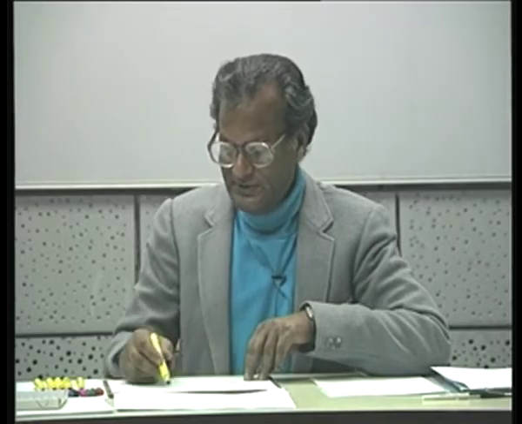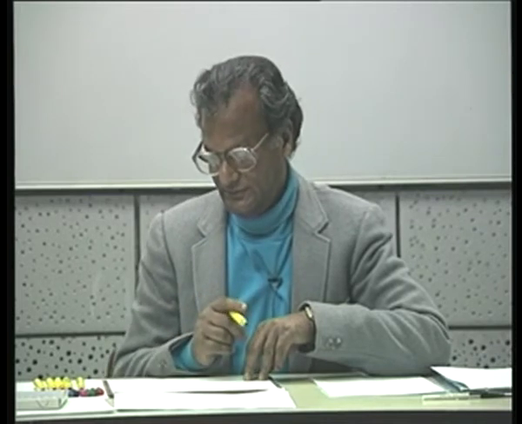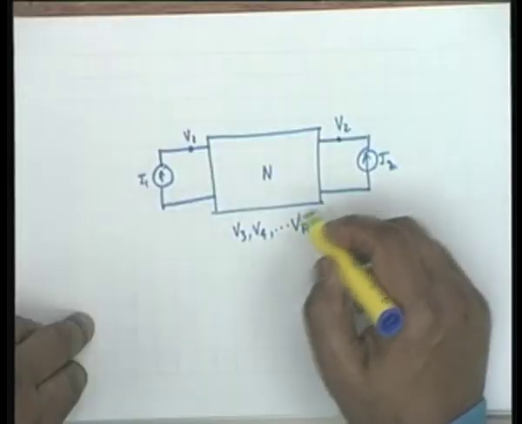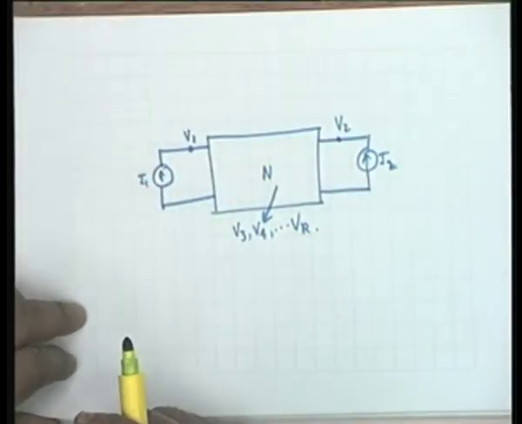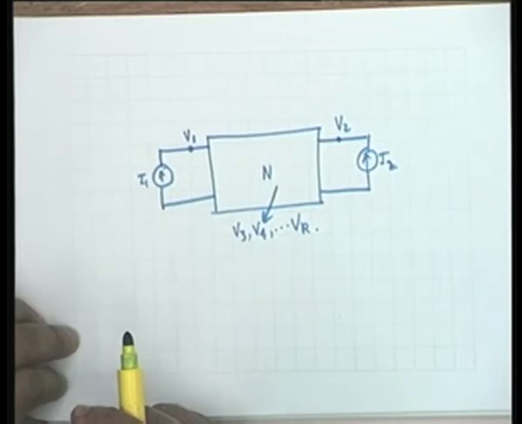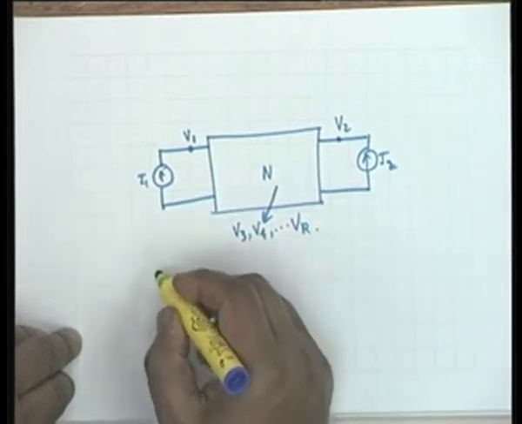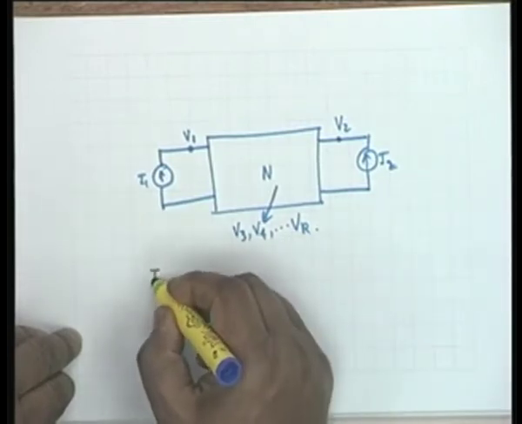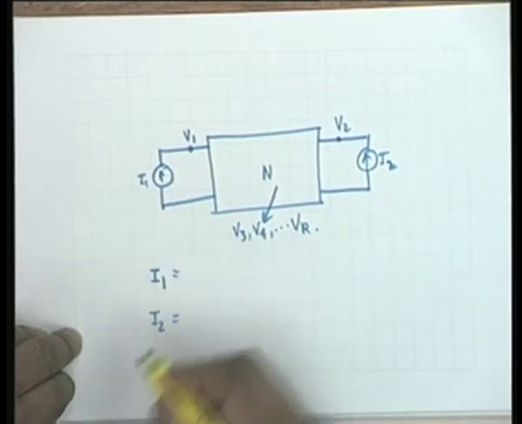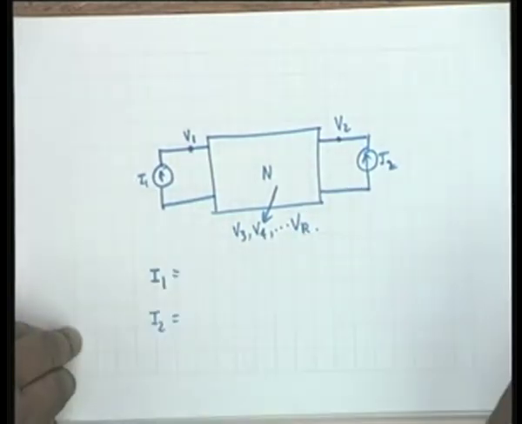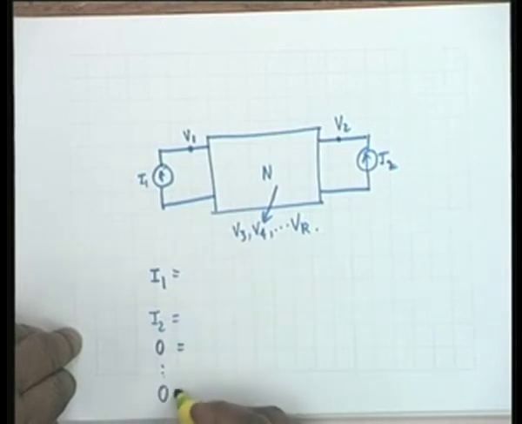No, there are 2 outside. V3, V4, no, internal nodes are this. Okay, internal nodes are this. Now, you can write node equations, and the first 2 shall be I1, I2, there are generators, there are no other generators inside, and therefore 0 and so on, 0 equal to this.